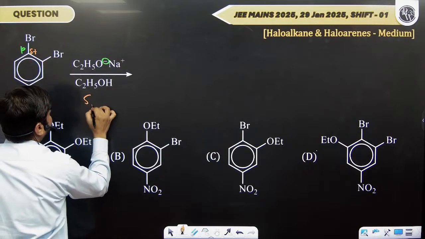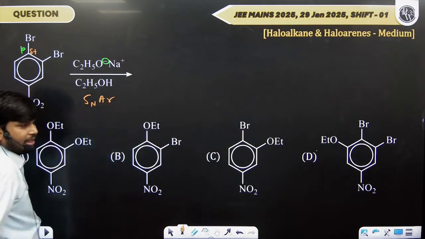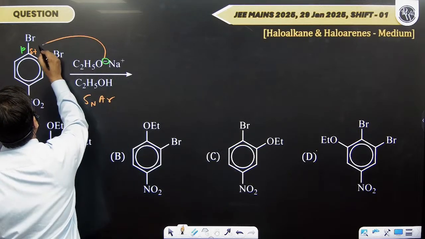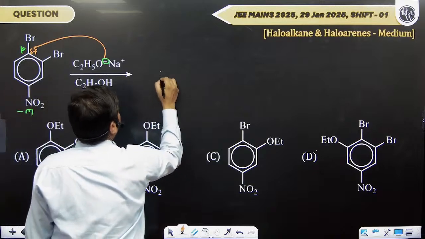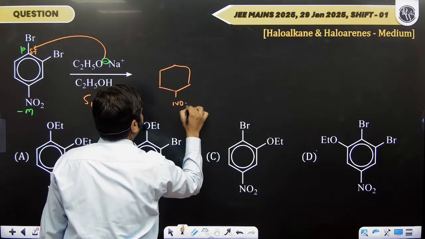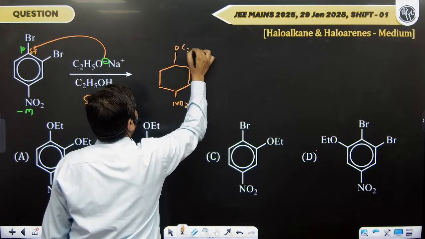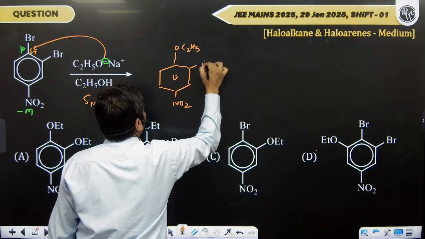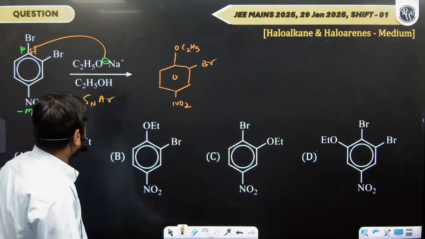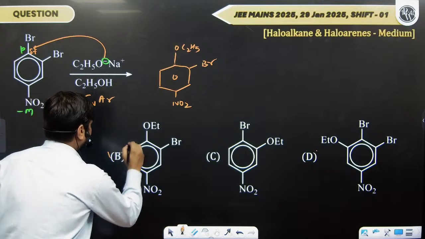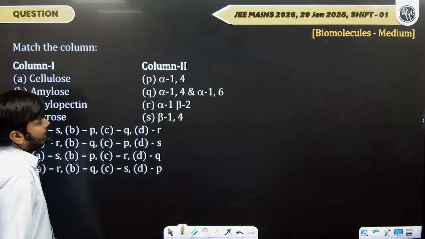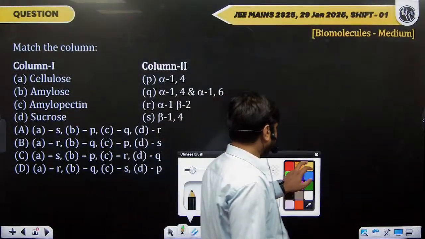The reaction will be done via the SNAr mechanism. Here this minus will replace the Br, and we will get our product, this one. The answer will be the B option. Let's talk about the next question.